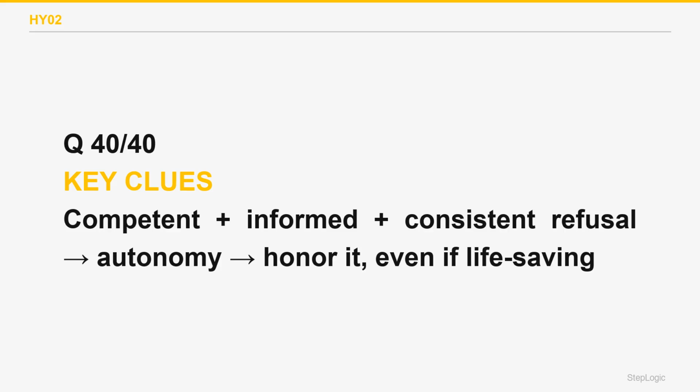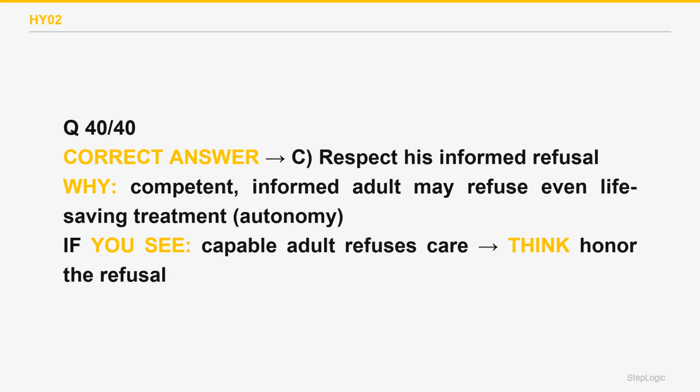A competent, fully informed adult may refuse any treatment, even one that is life-saving. The principle of autonomy. Because he understands the stakes and is consistent, his refusal of antibiotics must be respected. Disagreeing with the choice is not grounds to override a capable patient. The correct answer is C.